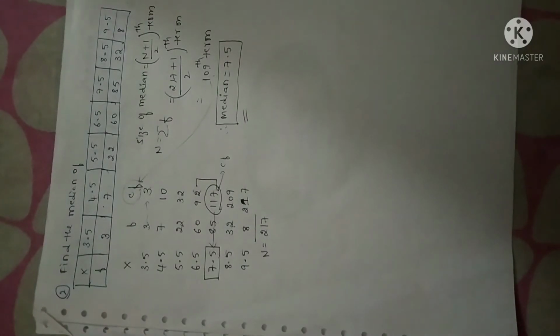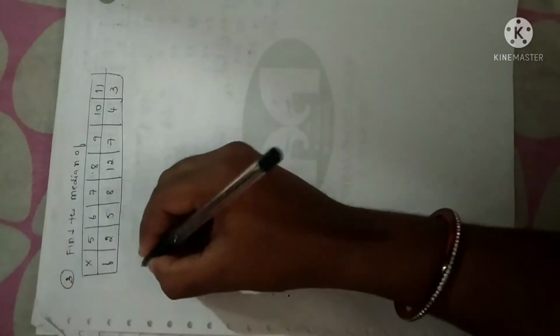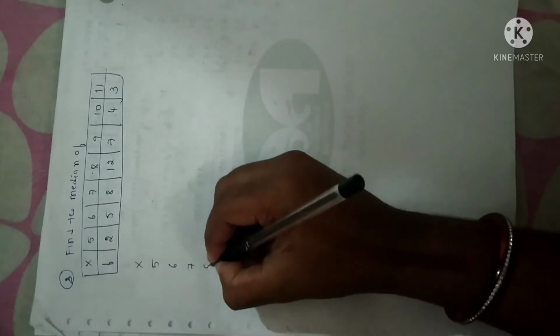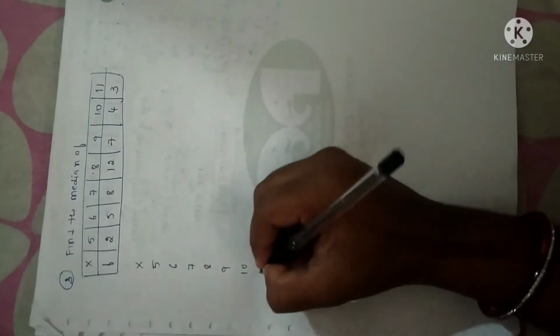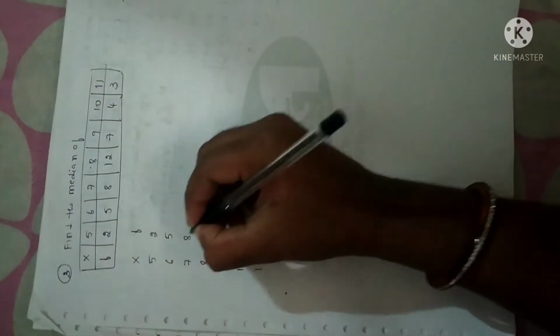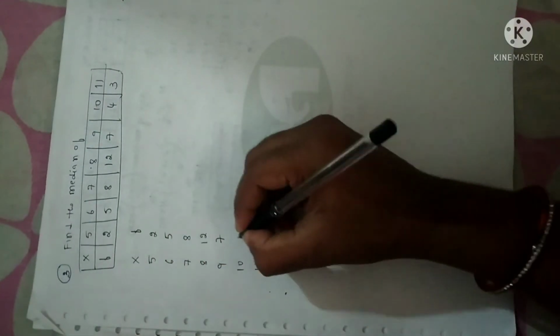So let me look at the next problem. So here is the problem. We have to do it in the same procedure. First let me write down the x values: 5, 6, 7, 8, 9, 10, 11. Now the f values are 2, 5, 8, 12, 7, 4, 3.